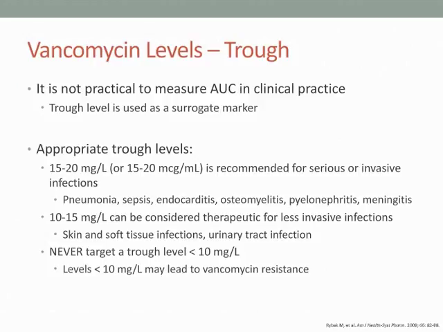What you need to remember is that a trough level less than 10 is never okay. Levels less than 10 milligrams per liter have been associated with the development of resistance to vancomycin. You should never target a trough level of less than 10, and if you obtain a trough level on your patient that is less than 10 milligrams per liter, you should always adjust the dose to target a higher level.